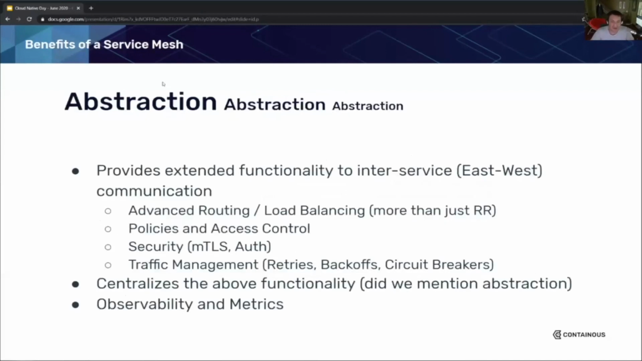So why would we want to use something like that? What are the benefits? Well, it's abstraction, and it adds additional functionality to service or east-west communication, such as advanced routing. And it includes traffic splitting with weight, so it sends more traffic to one service versus another. And it has the ability to incorporate access controls into those policies, which will limit which services can access those specific endpoints or routes. It also handles implementation of mutual TLS encryption and authentication between those services. It also handles advanced management of traffic, such as retries, backoffs, and circuit breakers.